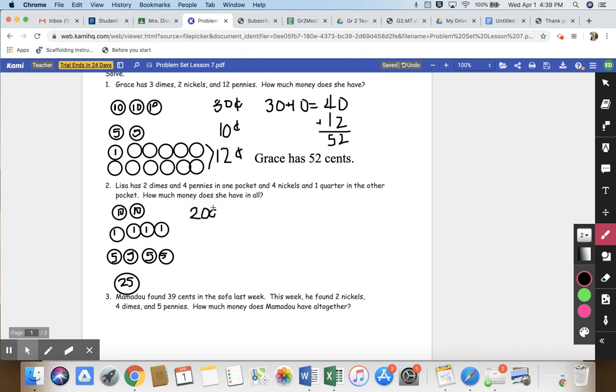And I'm going to label this with my cent sign. Our pennies, we've got 4 cents, because there's 4 pennies that are worth 1 cent each. Our nickels, we've got 5, 10, 15, 20 cents in nickels. And last, we've got our quarter that is just worth 25 cents.